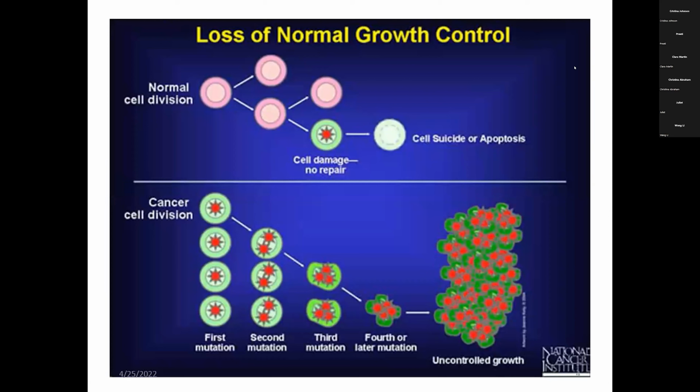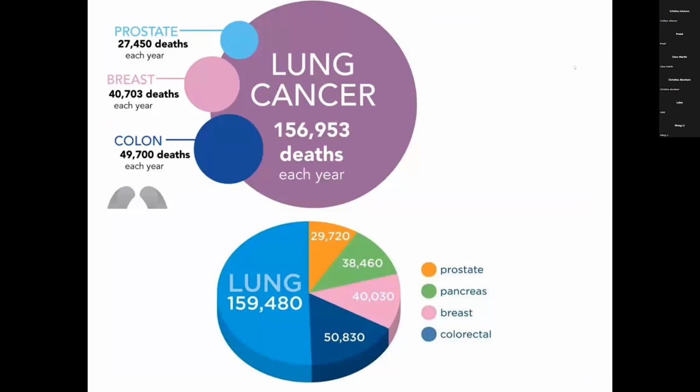And you have to see the divisions of cancer. Cancer cell divisions rapidly mutate, and once they pass through all the mutation stages, they convert into uncontrolled growth. And at that time, it is very difficult to manage the cancer disease.